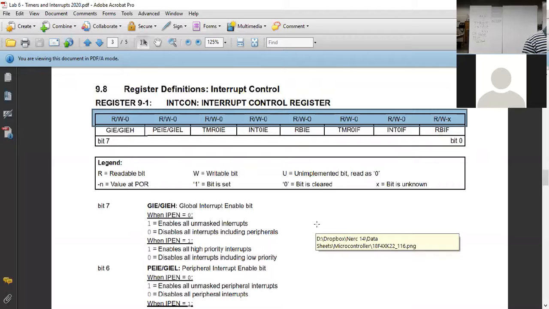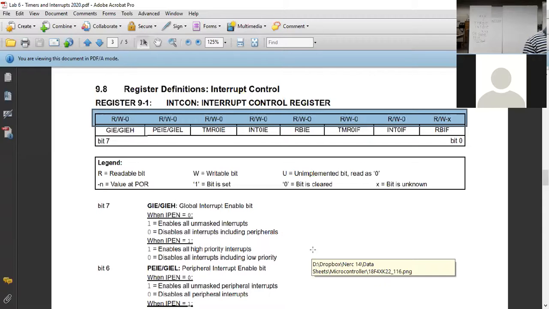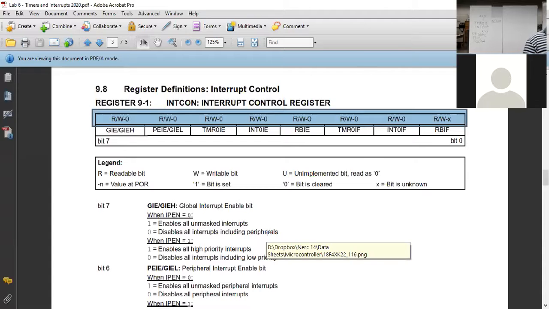And so, dash n means value at power on reset. POR means power on reset. So this is the description of all the bits. Bit 7 is global interrupt enable. You can also say INTCON dot bit 7 equal to 0, and that would be the same as saying GIE equal to 0.